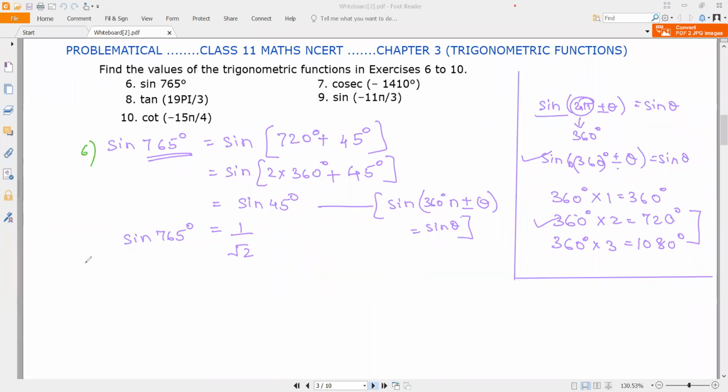Second, this is the 6th value, 7th value. Cosec minus 1410 degree. Now, 1410 degree. So continuing with our table, 360 degree into 4 will give you 1440. Now this 1410 lies between 1080 and 1440, but it is closer to 1440. So instead of addition, we can also represent this minus 1410 in terms of subtraction. What is the difference between 1440 and 1410? It's 30 degree.